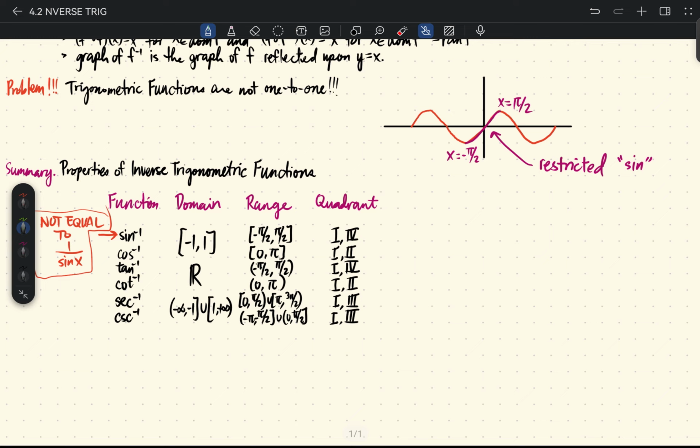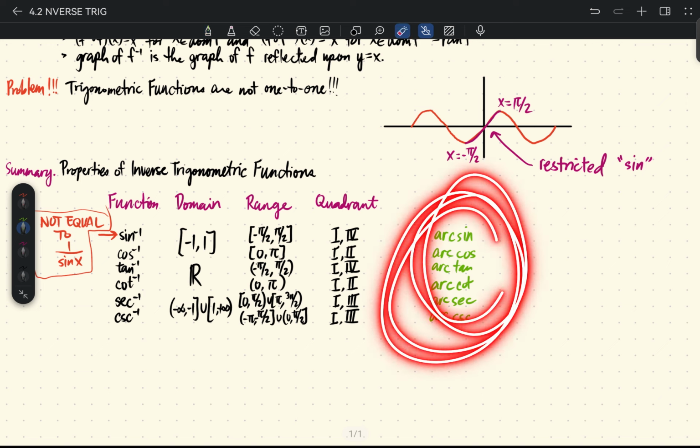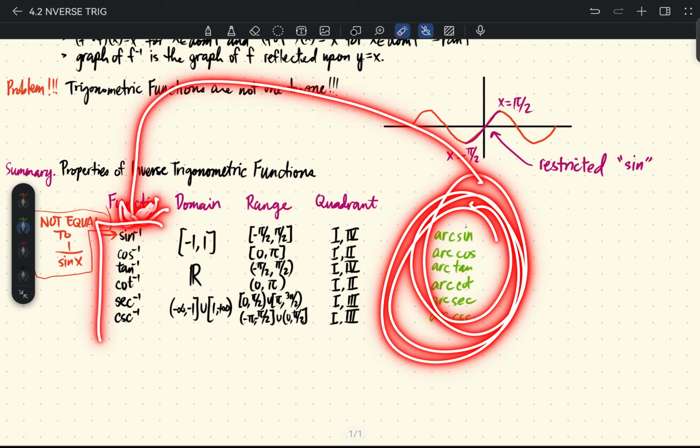The inverse trigonometric functions can also be written in this manner. So for sine inverse, you can write that as arcsine. Then you have arccos, arctan, arccot, arcsec, and arccosecant. Okay? So if you see these functions right here, it's just the same as these ones right here.